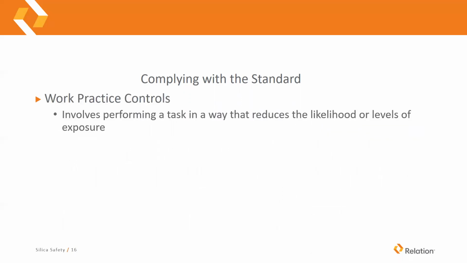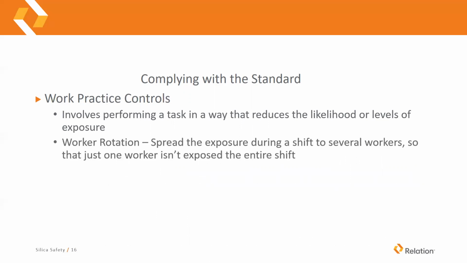Work practice controls. It involves performing a task in a way that reduces the likelihood or levels of exposure. One example is worker rotation. So you spread the exposure during the shift to several workers so that you don't just have one worker that has a heavy exposure the entire time. So you're kind of spreading that around instead of having an employee exposed to that their whole entire shift.